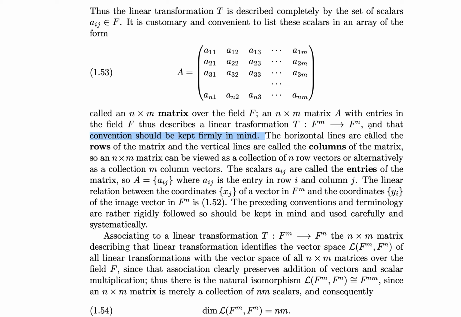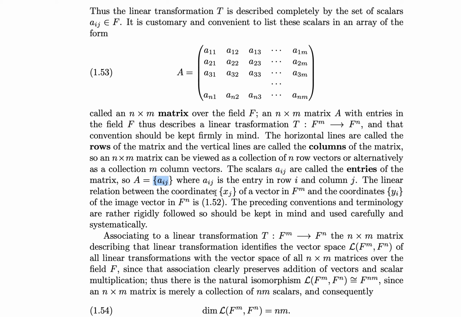The horizontal lines are called the rows of the matrix, and the vertical lines are called the columns in the standard way. So an n by m matrix can be viewed as n row vectors, or you can view it as a collection of m column vectors. The scalars a_ij are called the entries of the matrix, so A is equal to the set of a_ij's, where a_ij is the entry in row i and column j. Usually use this if you have a formula for generating the a_ij element depending on i and j.